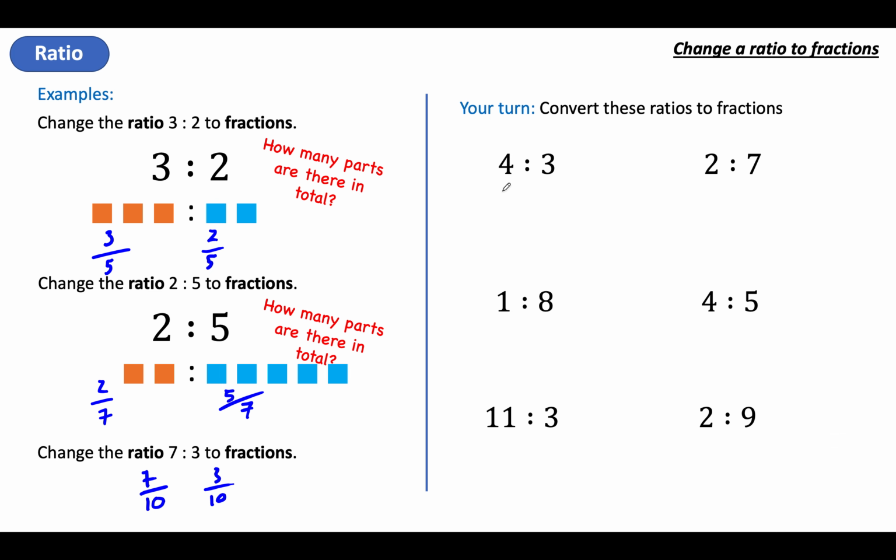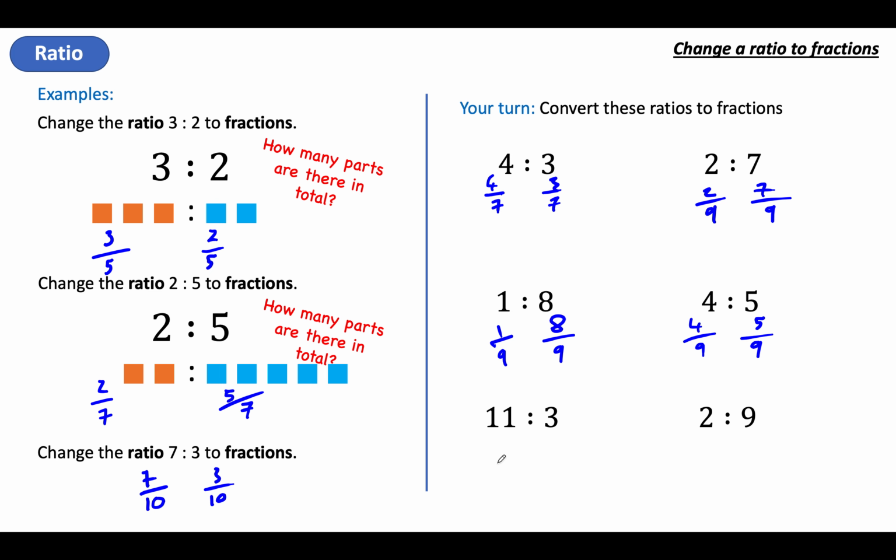Okay, so there are 7 parts in total, so it's 4/7 and 3/7. This one, there are 9 parts in total, so it's 2/9 and 7/9. There are 9 parts in total again, but this time it's now 1/9 and 8/9. Oh, this one's ninths as well, isn't it? 4 and 5, so 4/9, because there's 9 parts altogether, and 5/9, because 4 and 5 makes 9.